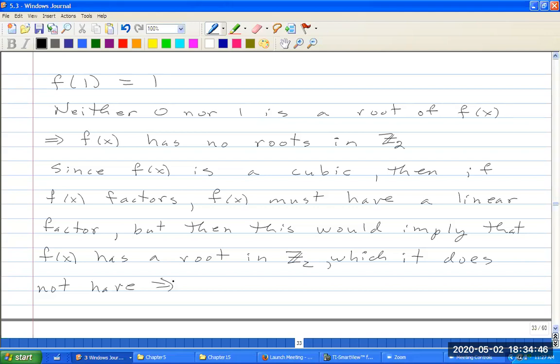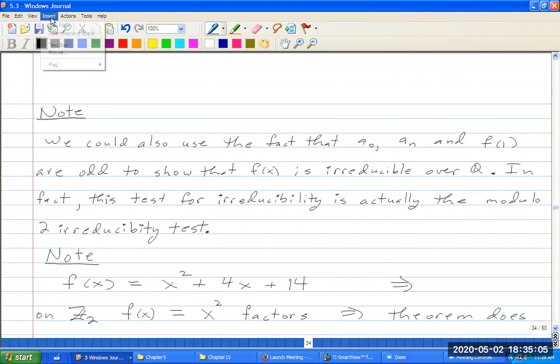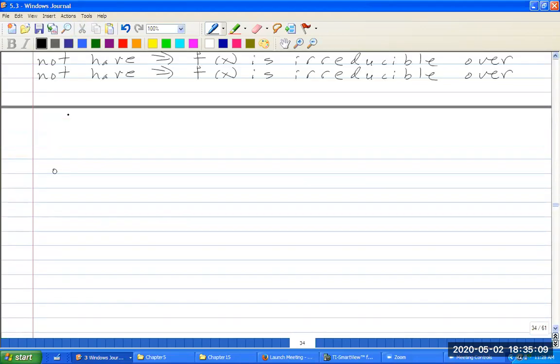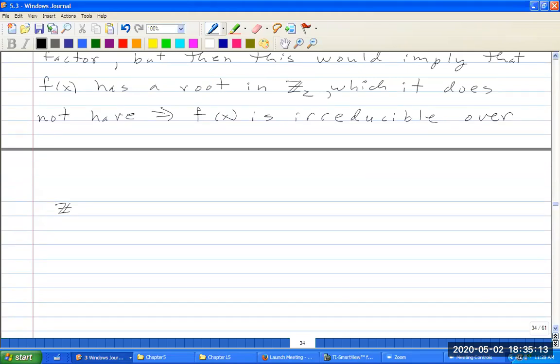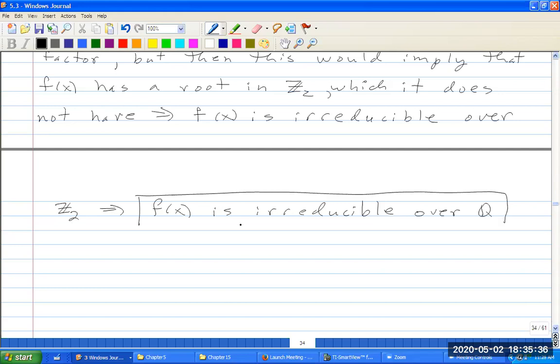So therefore, f of x is irreducible over Z2, which implies f of x is irreducible over Q, by the modulo irreducibility criteria.